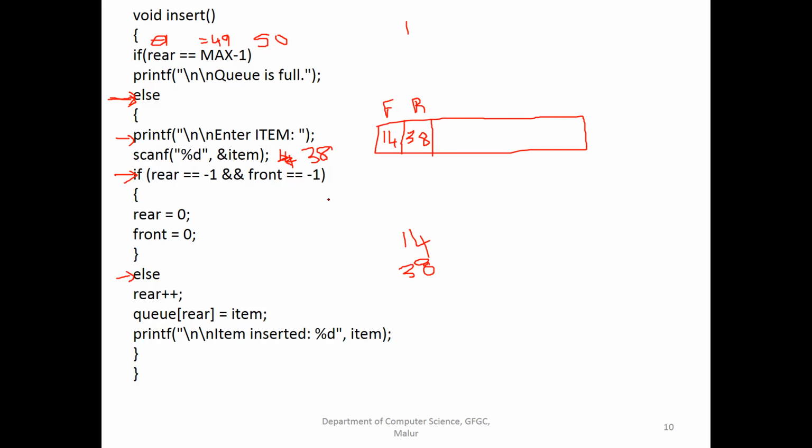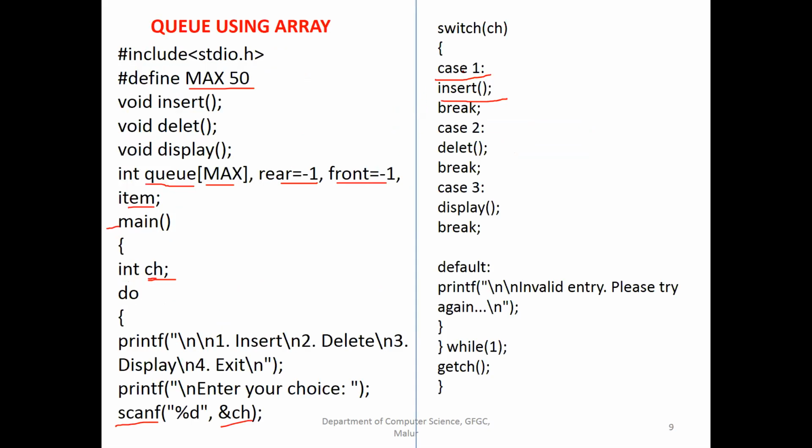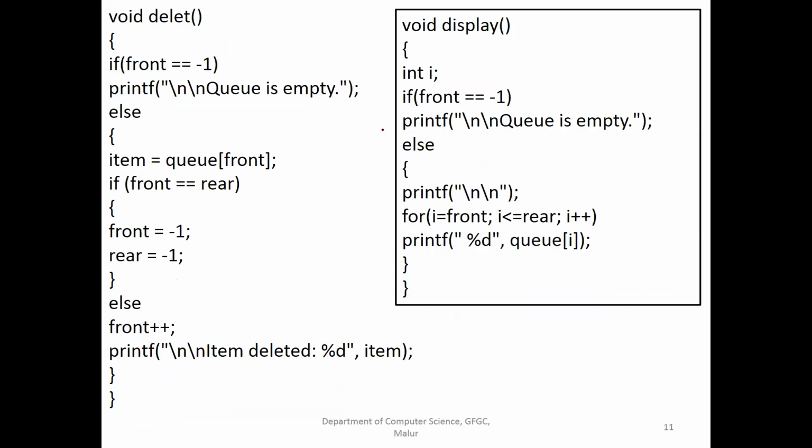That's how the insertion algorithm works. Next, in case, see, choice is 1 means we were able to insert. In case choice is 2, it will call a function called delete. So control will move to a delete function. Here we have the delete function.